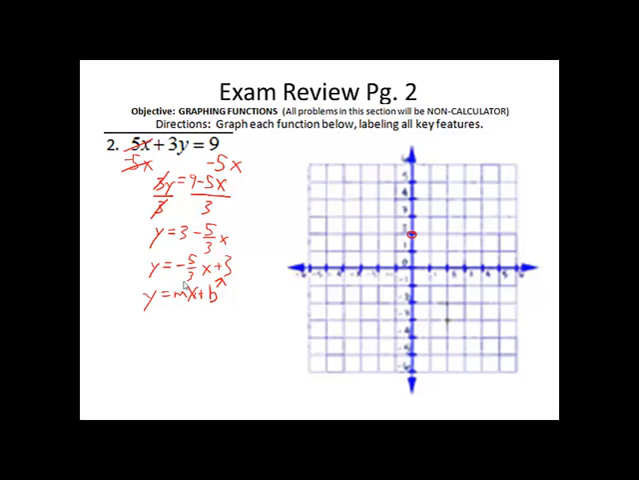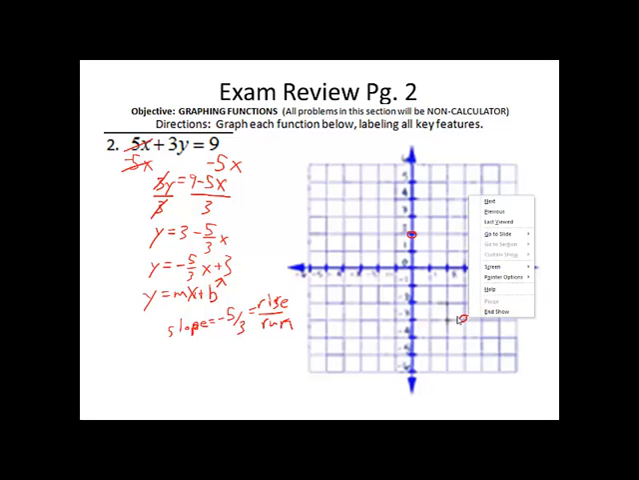Our m, which is our slope, is a negative 5/3. So our slope is equal to a negative 5 over 3, which again is rise over run. So we have a negative here, so we're really not rising, we're dropping. We're doing the opposite of rising. So we're going to drop 5, 1, 2, 3, 4, 5, and run 3, 1, 2, 3.